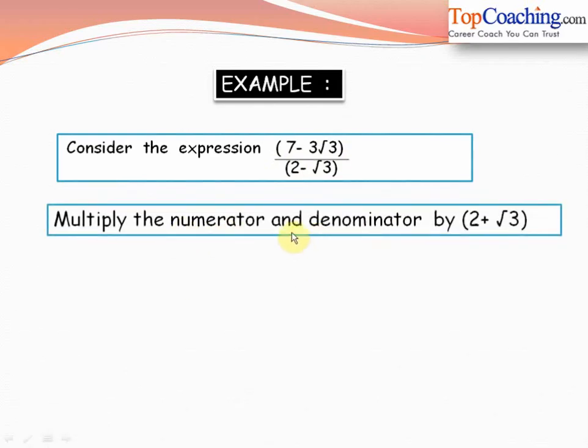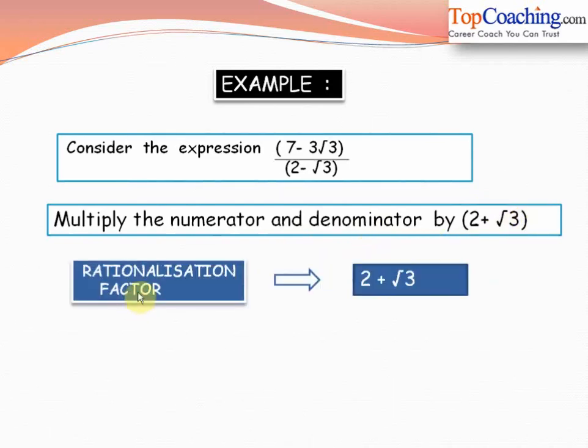We multiply the numerator and the denominator by 2 plus root 3. So here the rationalization factor is 2 plus root 3. Now why is the rationalization factor 2 plus root 3? This is because we take the conjugate of this number. We have a minus sign over here, so we take a plus sign over here, and thus these two are conjugates of each other. Therefore we take 2 plus root 3 as the rationalization factor for this expression.